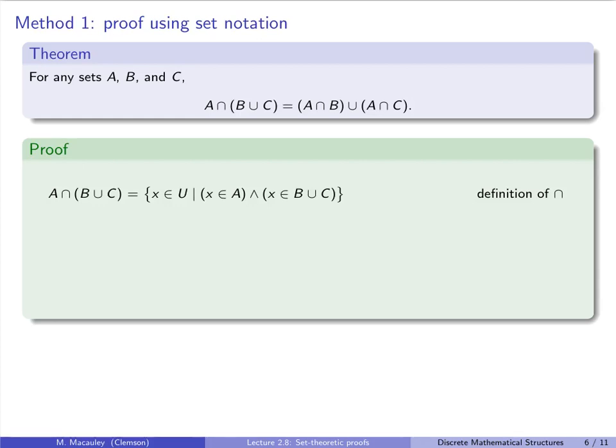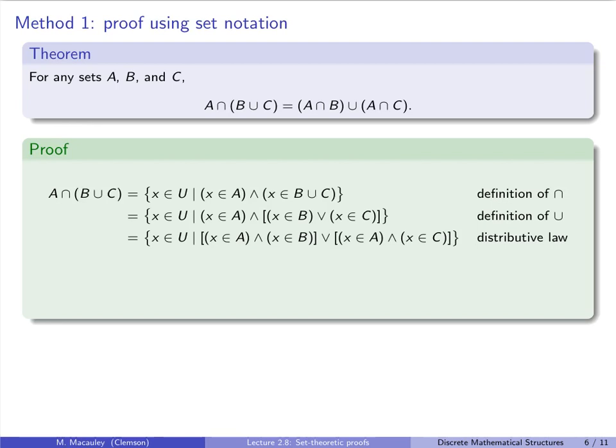Okay, next, I'm going to rewrite this equivalently by expanding out this X in B union C to be X in B or X in C. So in other words, this is the set of all X in the universe such that X is in A and X is in B or X is in C. And that's just from the definition of union. Okay, now let's apply the distributive law, which we know is true for logical expressions. And why is that true? Because we verified it using truth tables.